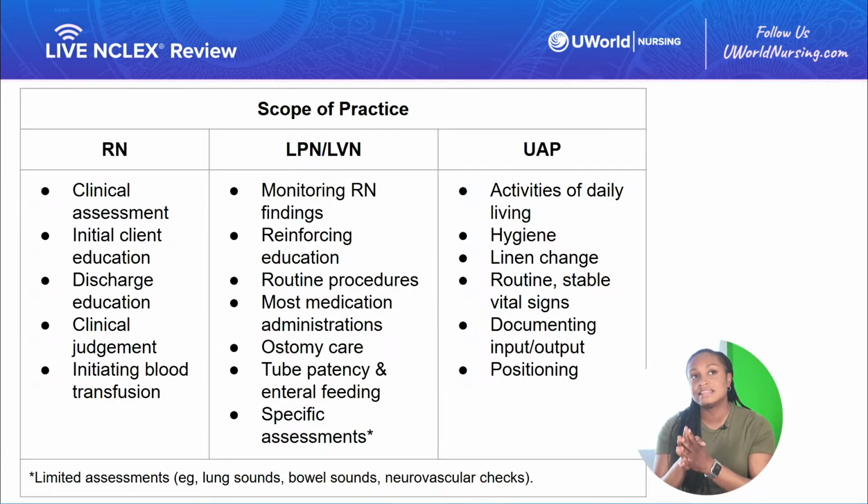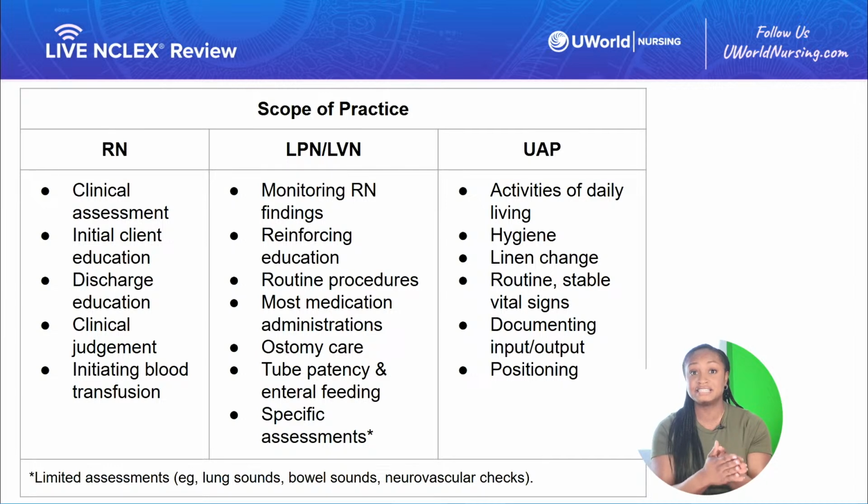The LPN and the LVN is someone that's going to continue to do everything that the nurse has already initiated. So they're going to continue to monitor, do any routine assessments, and just maintain that flow. And then the UAP also helps with the flow, but with the most stable, routine, daily living type of things. They're not going to initiate or do any ending type thing.